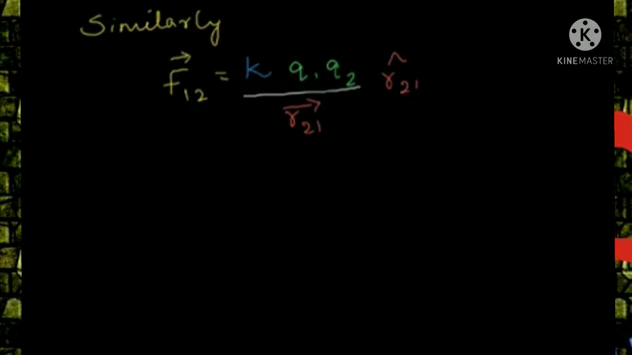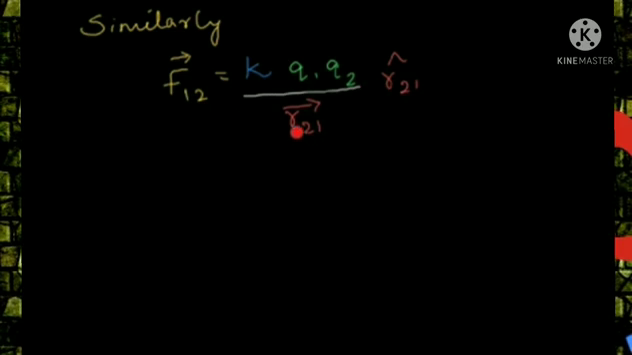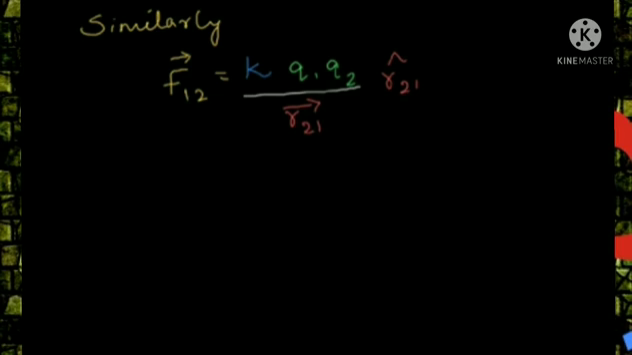Similarly, we can also write it as F12 = K Q1 Q2 upon R12. I think here you have to write square, right? So I'll change that. Here it comes R21 square, right?